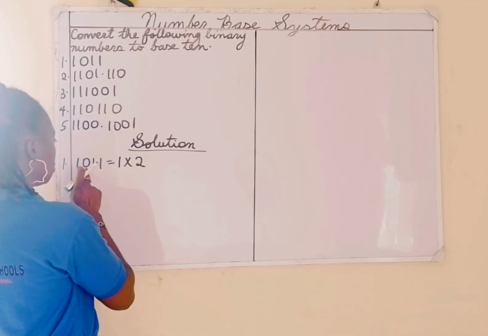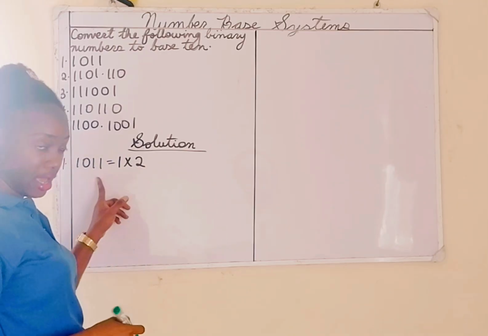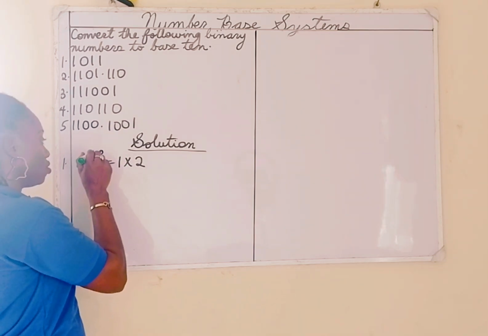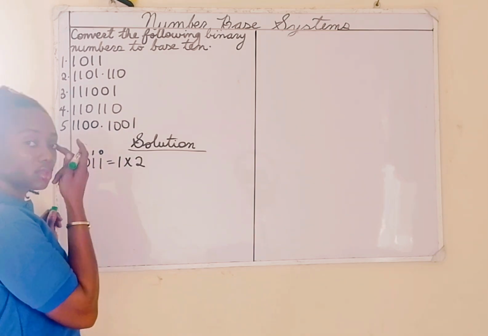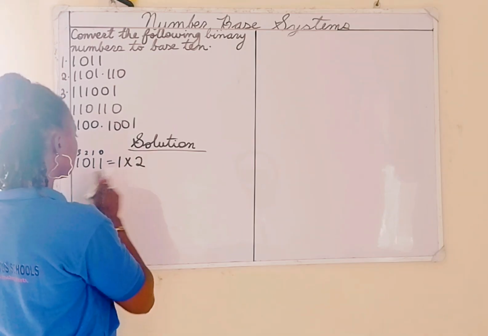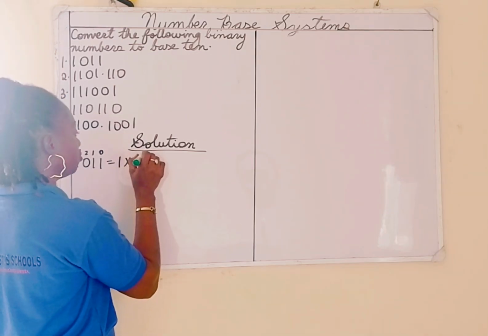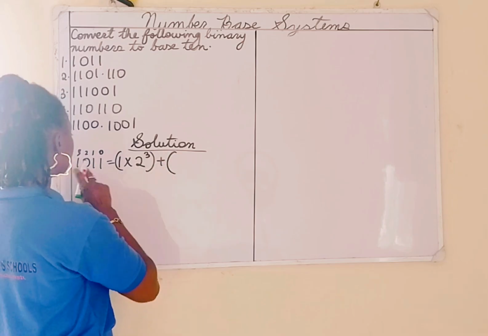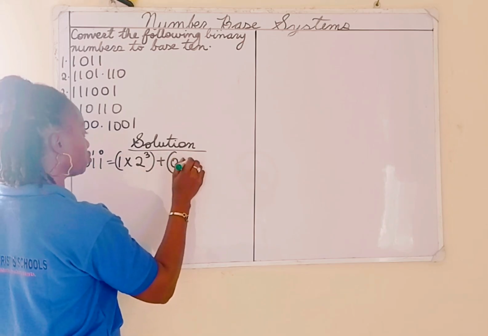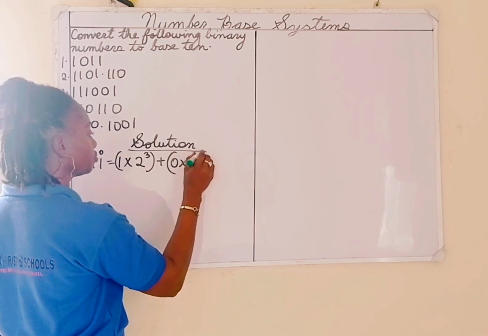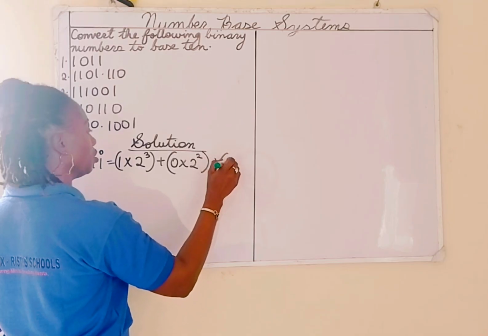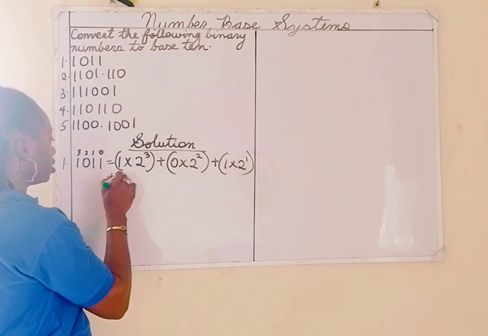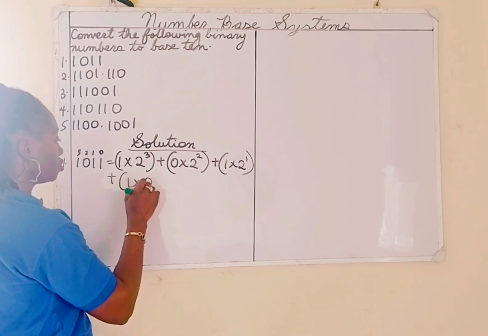1, 2, 3, 4. We have 4 digits here, but we'll consider this as what? In binary, we'll start from 0, 1, 2, 3. Okay? So this is 1 times 2 raised to the power of what? 3, plus 0 times 2 to the power of 2, plus 1 times 2 to the power of 1, plus 1 times 2 to the power of 0.